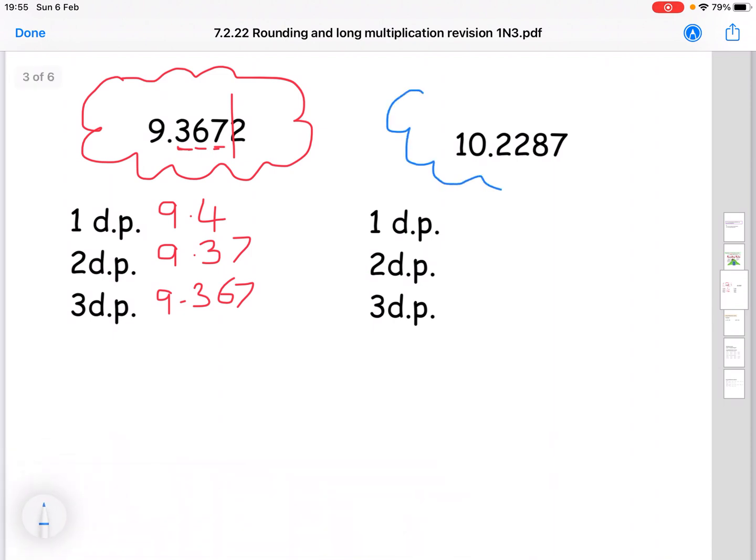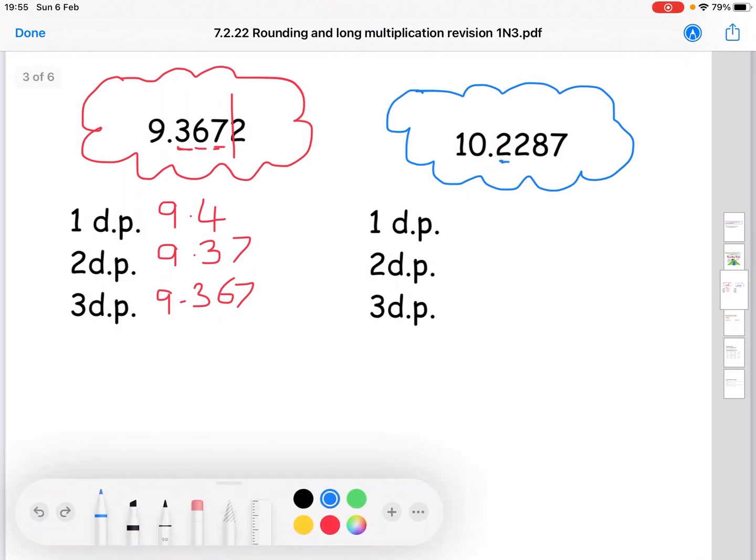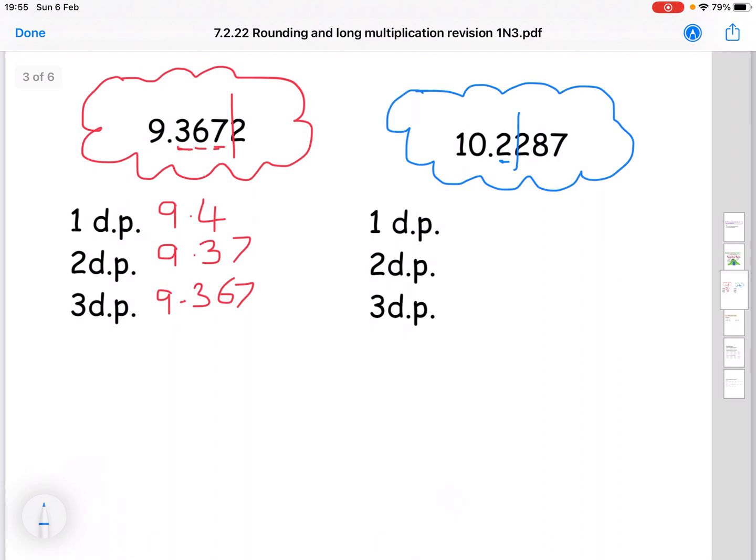Let's do the same again with another number, so 10.2287. For 1 decimal place, well, after that decimal point, the first number there is a 2. If we look after that, the next number along is a 2. So we would leave the previous number as it is, so 10.2.